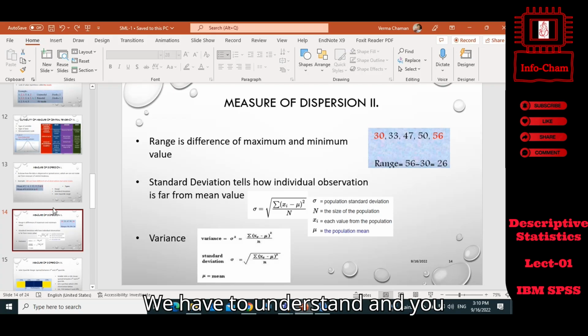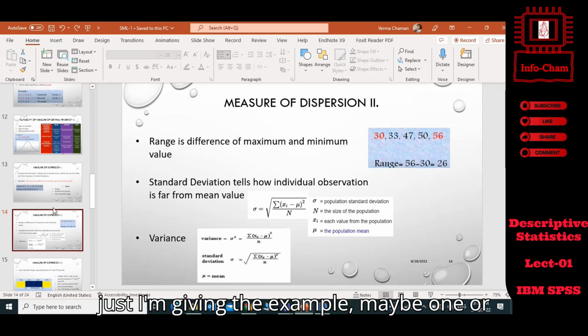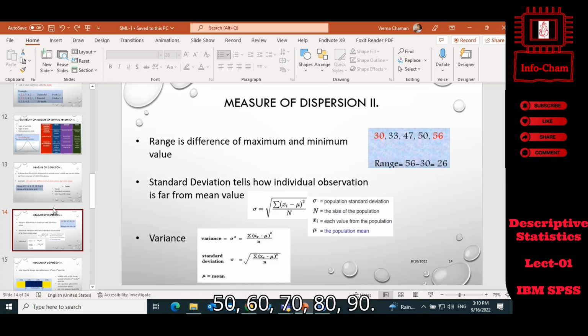Suppose we have an exam of 100 marks. A student who has a zero score, in that case, that score can disturb our analysis. Just as an example, maybe 1 or 2 or 3 students have such scores, and all the other students have 50, 60, 70, 80, 90. In that case, you have to skip those lower-mark students for analysis purposes. Otherwise, that will disturb your results.